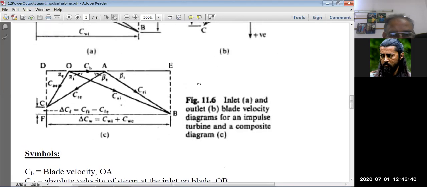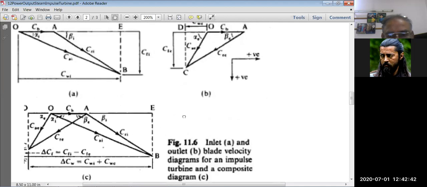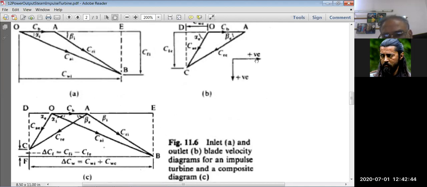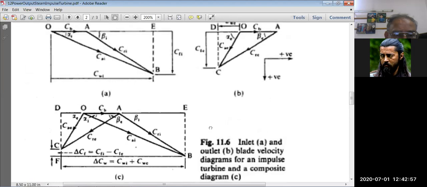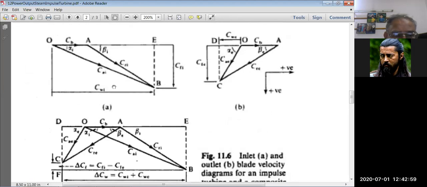In this diagram you can see the right hand side is shown positive, and downward is positive. If it is left hand side, then it is negative, and upward side it is negative. So this is the notation for the vector, and here you can see that angles are shown, alpha and beta.